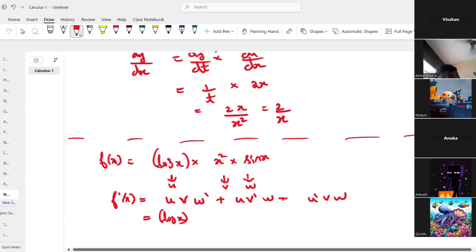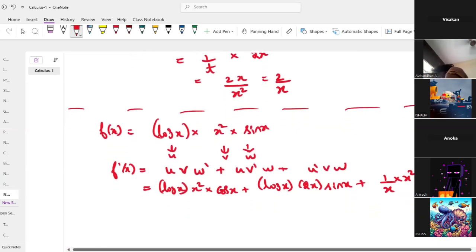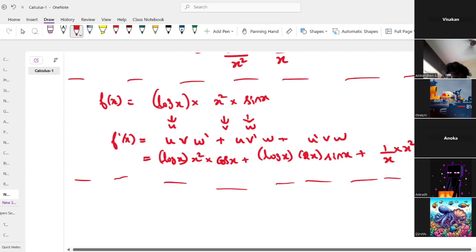So the result will be log x times x square times differentiation of sin x, cos x, plus log x times differentiation of x square, 2x, times sin x as it is, plus u dash, differentiation of log x is 1 by x, times x square times sin x. Clear? So this will be the differentiation of the product if you take three things being in multiplication. Clear about the product rule?